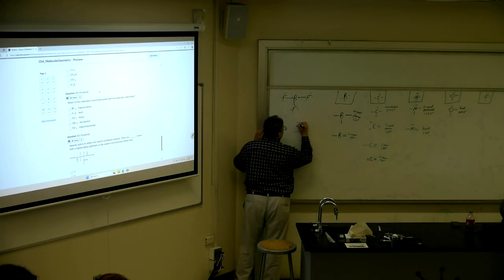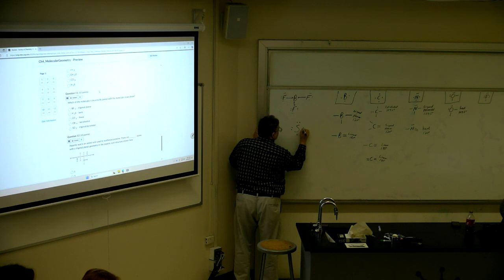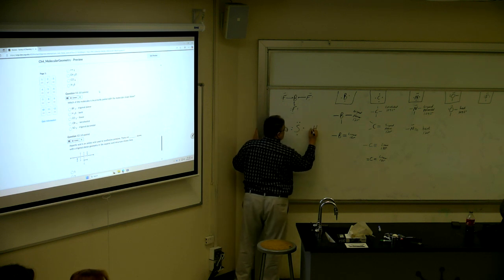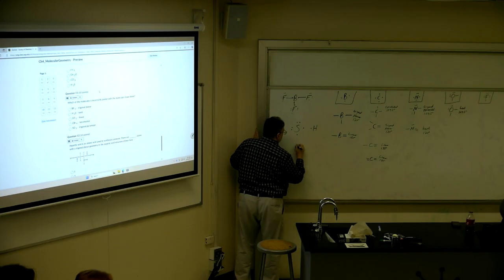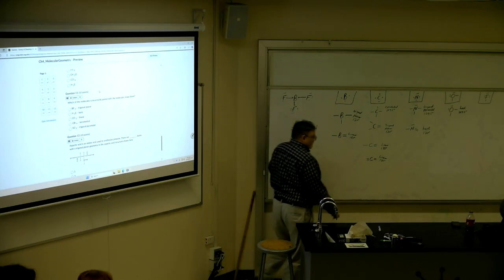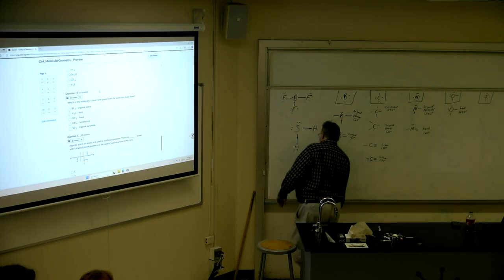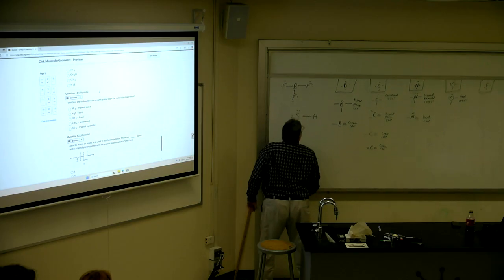Sulfur, H2S. You've got S, and I'll draw it the same way. It's just like oxygen. It'll be like that, and with 2 H's. You've got that, and it's these 2 that pair. So what's the shape there? That's bent at the tetrahedral angle, and they've got bent, that's right.